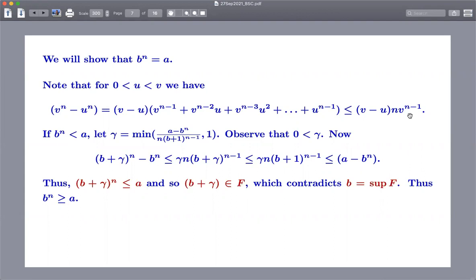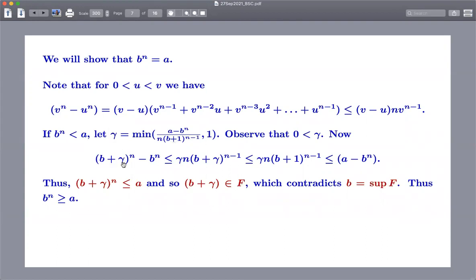Now we will take the two cases: b power n less than a, where we get a contradiction, and b power n bigger than a, where we also get a contradiction. So if b power n is less than a, here is a clever trick. You take a lambda. You basically want to take lambda to be just a minus b power n, the difference, divided by this common multiplier. But to ensure that it is less than 1, you take the minimum of this and 1.